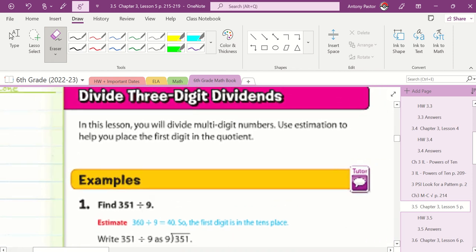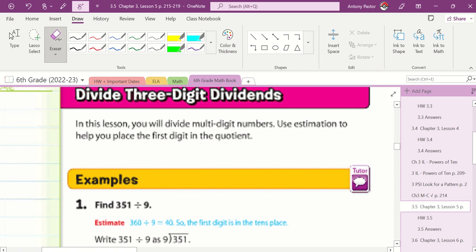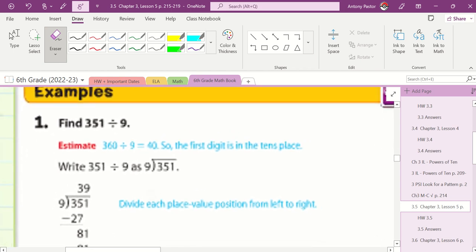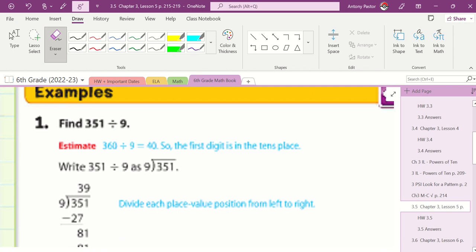Now, when we divide by 3-digit dividends, in this lesson you will divide multi-digit numbers. Use estimation to help you place the first digit in the quotient. So, for example, we've got 351 divided by 9. If we round up 351 to about 360, we're going to ignore the 0 on the 360. We know that 9 times 4 is 36, so we automatically put the 4 down, but because we only got rid of 1 zero this time, we need to bring that 0 back.